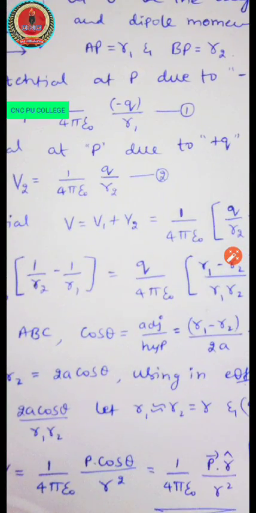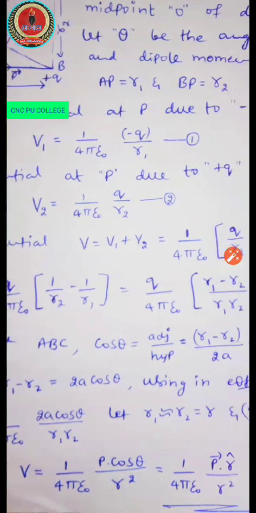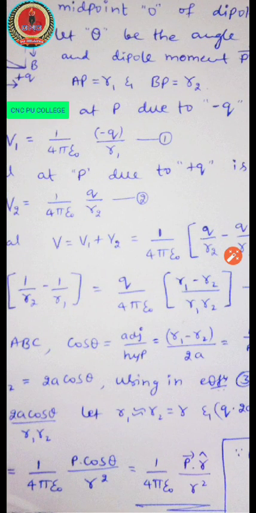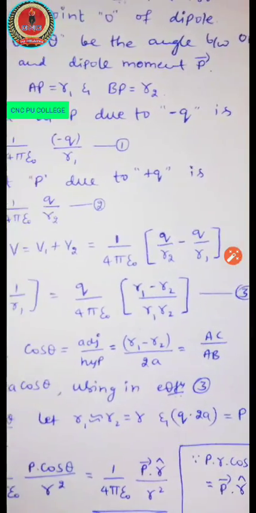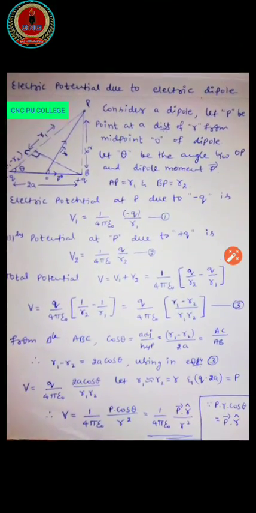And now we are taking the LCM here. 1 by r2 minus 1 by r1, so (r1 minus r2) divided by r1 r2, and we are calling that equation number 3. Equation 3 gives the total potential by superposition, V is equals to V1 plus V2. So now we have to get the value of r1 minus r2.